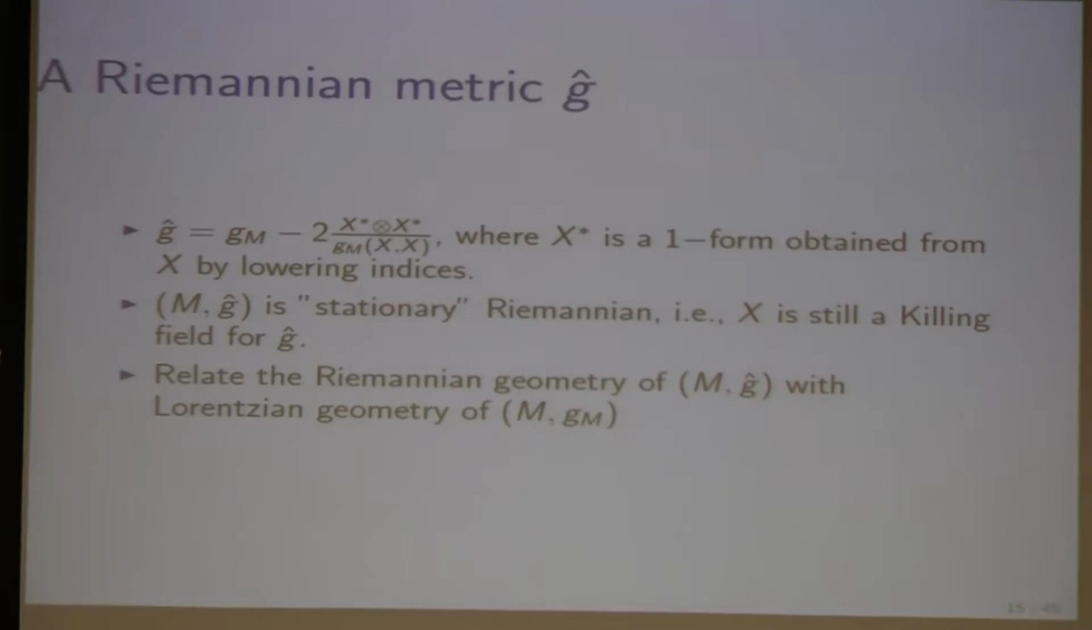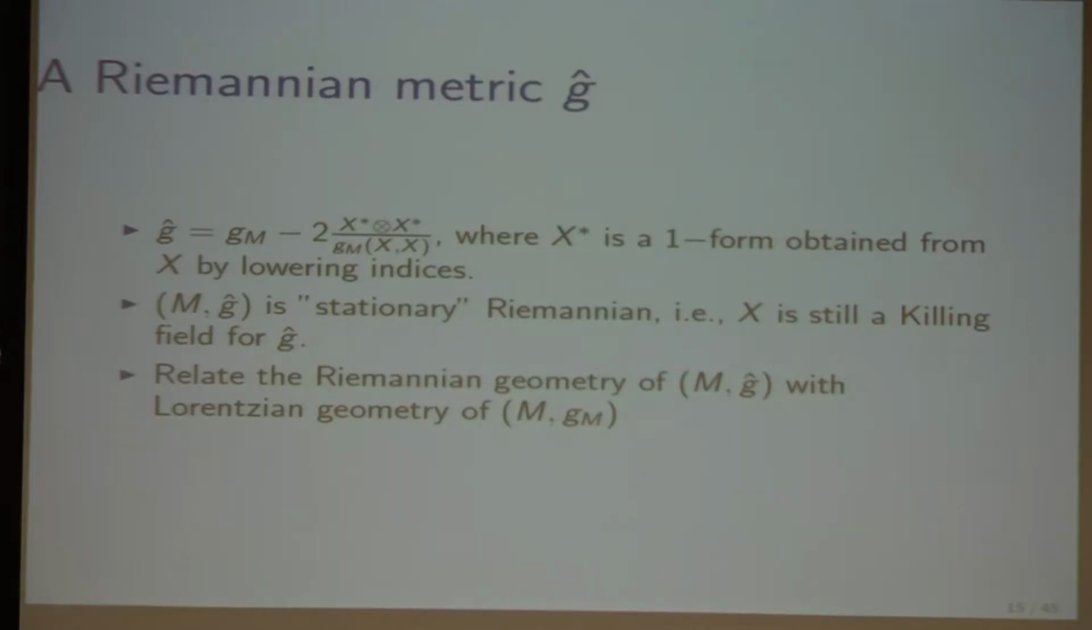It is defined in this way: G hat equals the Lorentzian metric Gm minus 2 times this term. Here X star is just the one-form obtained from the vector field X by lowering indices using this metric. So this is just the dual of this one. If in the Minkowski space-time, this is just the Euclidean metric. So this is a very simple and clear picture.